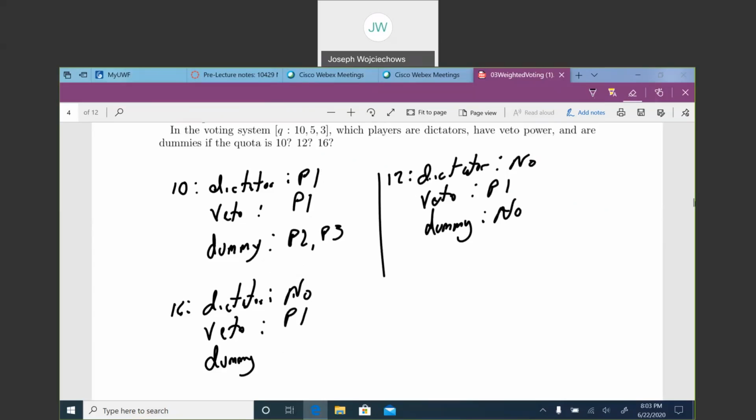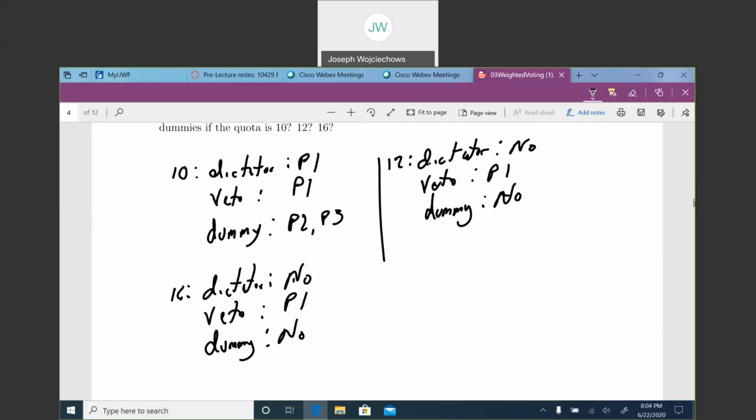And there are no dummies again because it matters. If player 1 votes for it and player 2 doesn't, player 3 can affect it, whether he does or doesn't. Likewise with player 2. So there is no dummy there as well.